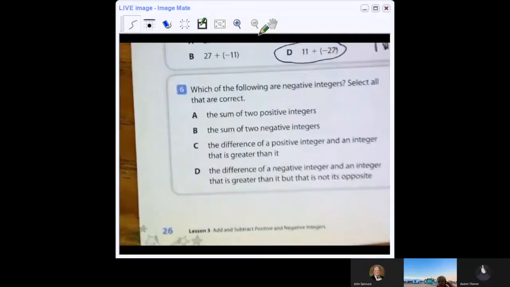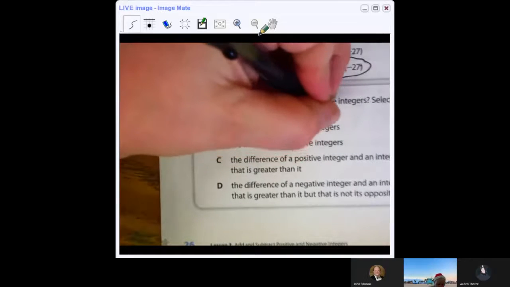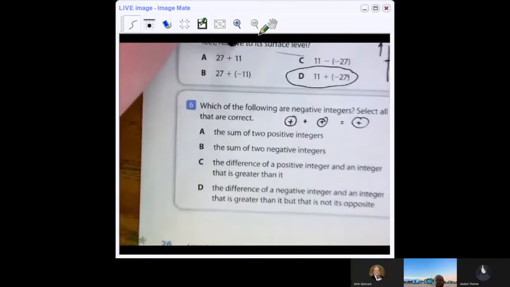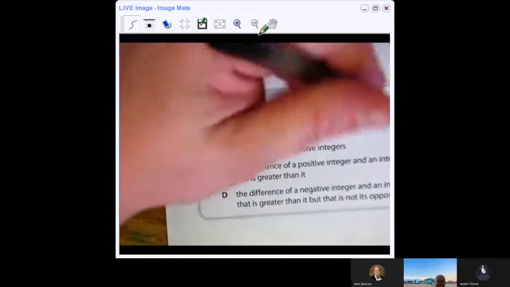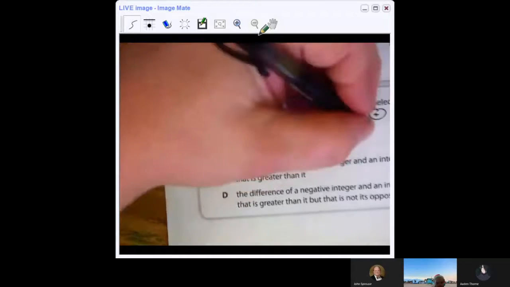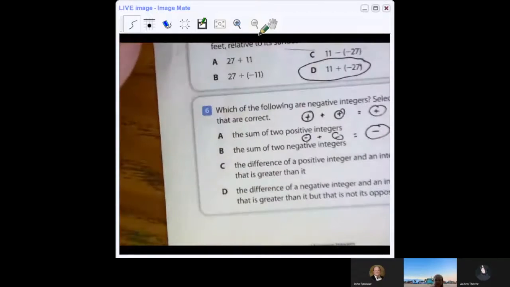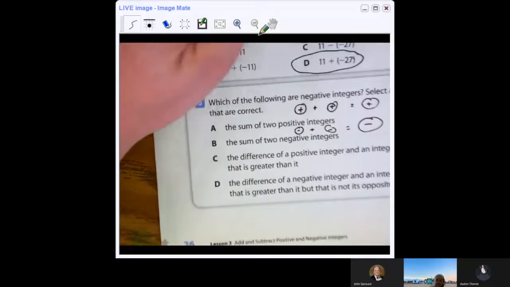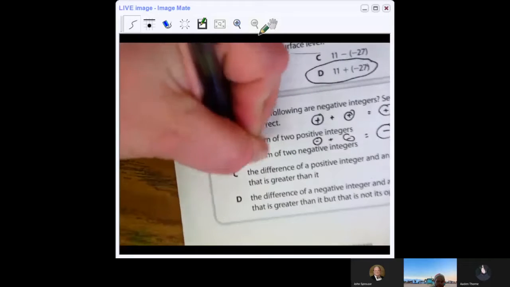Which of the following are negative integers? Select all that are correct. The sum of two positive integers. So if I had 1 plus 1 or 2 plus 2, any positive plus a positive is going to give me a positive. So a positive number plus a positive number will always equal a positive number. Now, the sum of two negative numbers. If I had a negative number plus a negative number, I'd surely get a negative number. So, which of the following are negative integers? A does not work, but B does.